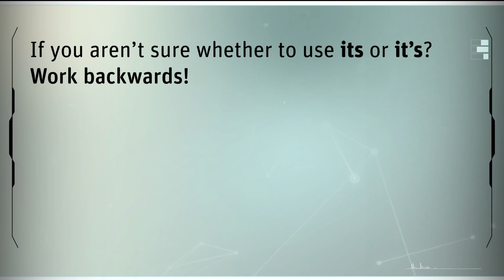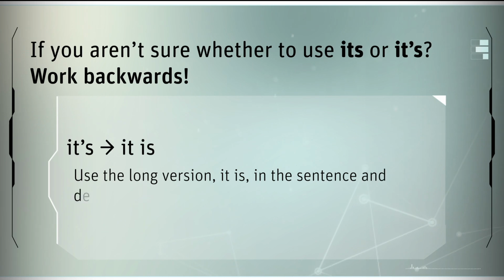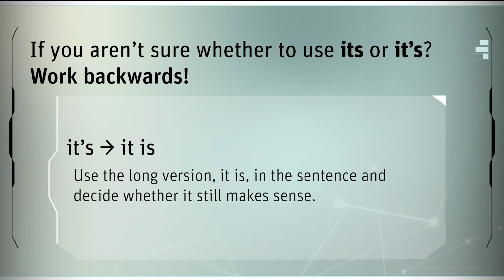If you aren't sure whether to use its or it's with an apostrophe, work backwards. Because it's is a contraction of it is, we can use the long version to see if it makes sense. Simply replace it's with it is and decide if the sentence still makes sense.